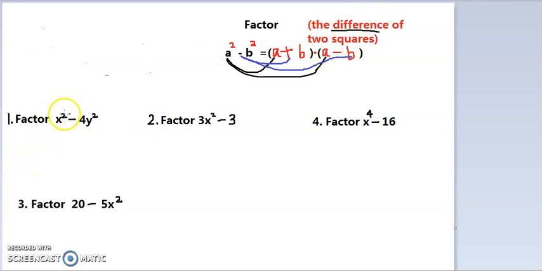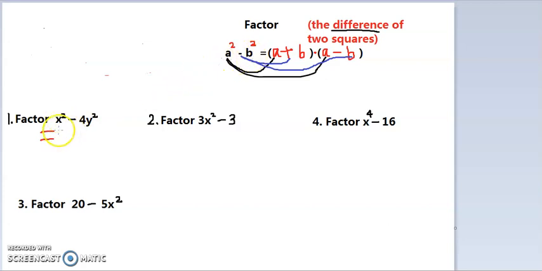I do see a square and a square, but the important thing is we have to make sure that besides the minus sign, there shouldn't be anything else. There should only be two perfect squares. The first one is a perfect square, x squared. But the second one has a number 4 in front of it. So we cannot really use the formula directly. First, we want to rewrite the problem in terms of two perfect squares.